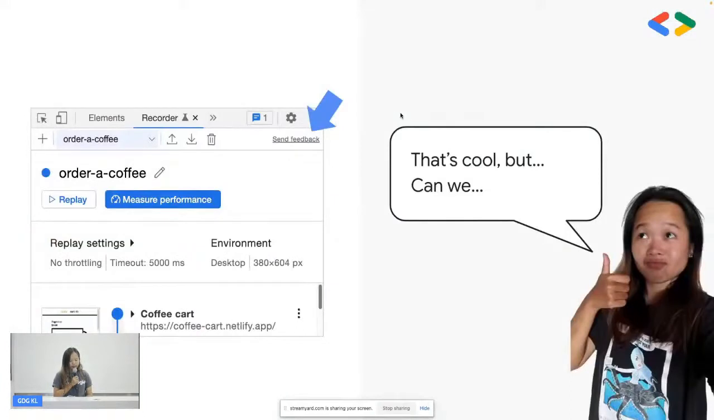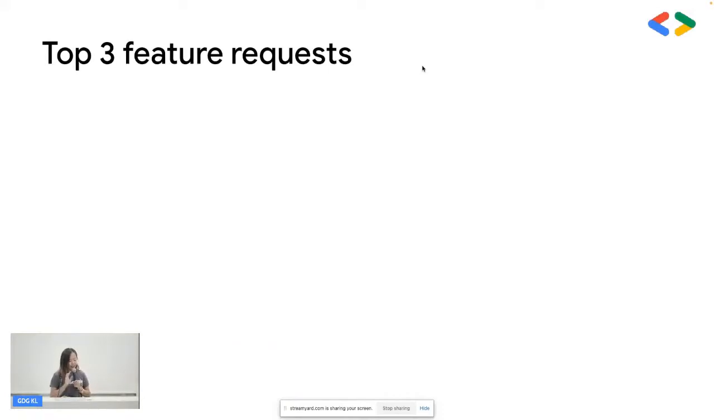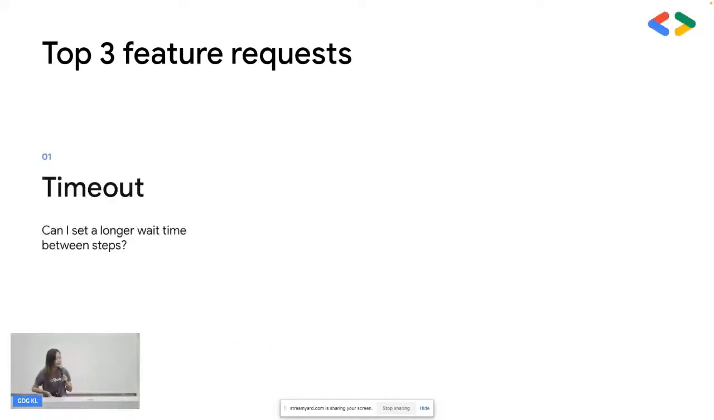Okay, next thing about it is that it's always like, oh, this is cool, but we want more features. So we launched these features, I think, in around April. Since then we received a few hundred pieces of feedback. So these are the top 3 requests since then. The first one is, can I set a longer timeout? Because for some websites, the network API is actually quite slow. You need to wait for it to complete before you can go to the next step.